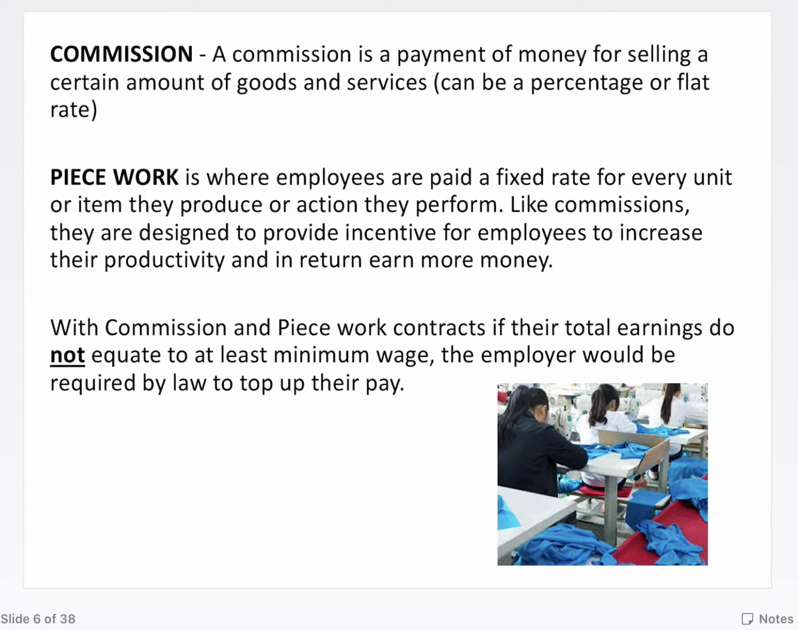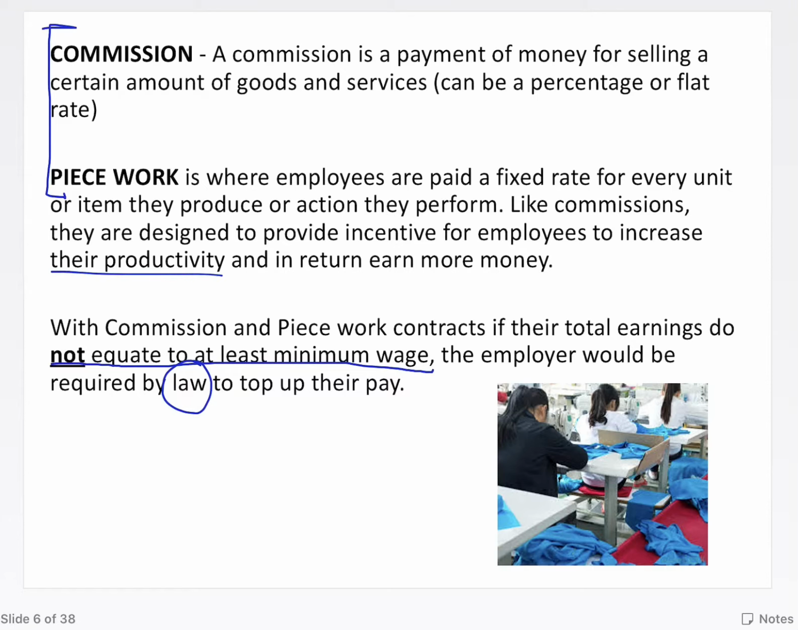Okay, the next two types here, commission and piecework. These forms of payment are incentivized, so that means they're actually protected by the Employment Standards Act. Whereas if their forms of payment did not equal at least minimum wage, the employer is actually required by law to pay them at least minimum. So the reason you'd want to be in a commission or piecework job is the incentive to actually earn more than minimum based off of your productivity.